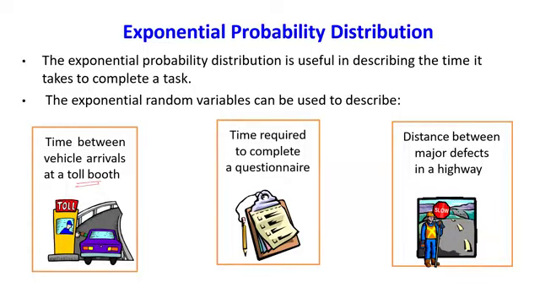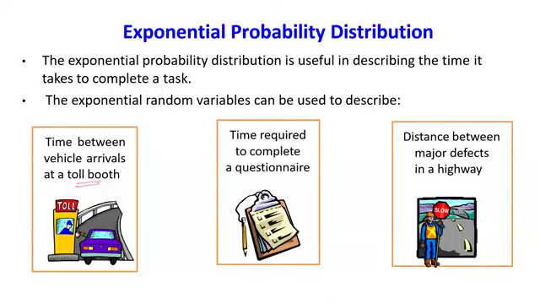For example, the time between vehicles' arrival at a toll booth. You have seen this in multiple tolls, right? How many counters need to be there depends on the vehicle arrivals. If the time between two vehicles is large enough, then you don't require so many toll booths. If it is very small, like between two cars the time is very short, for example just a few seconds, then you require more toll booths.